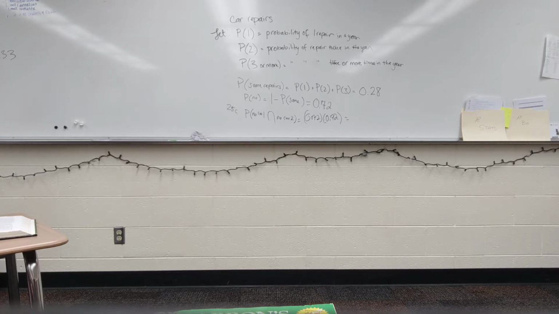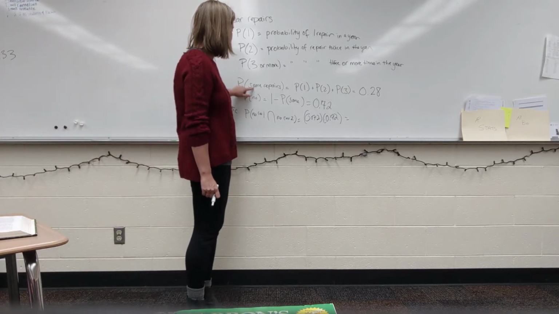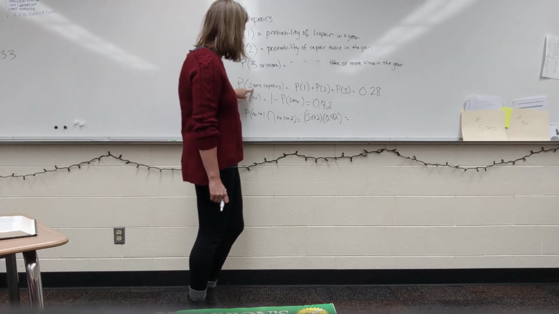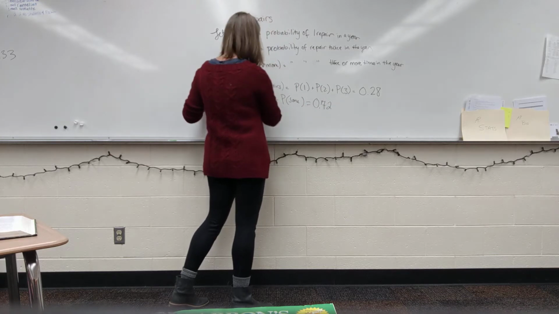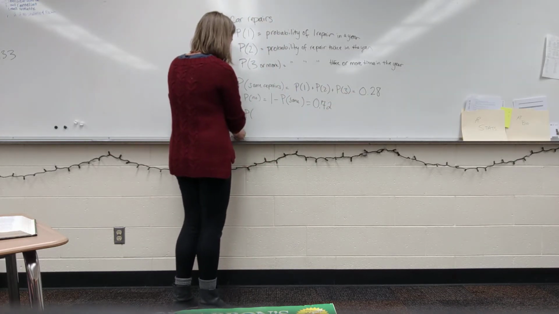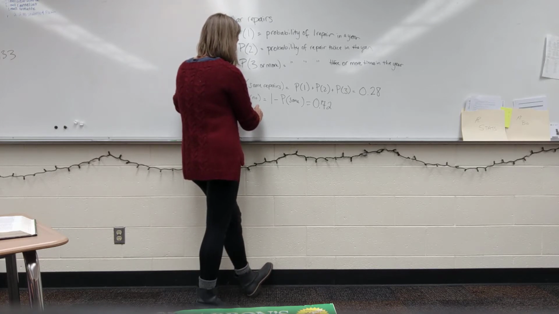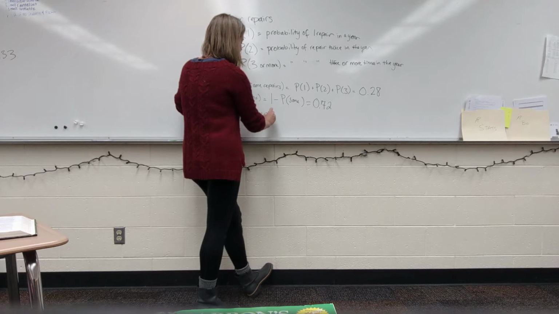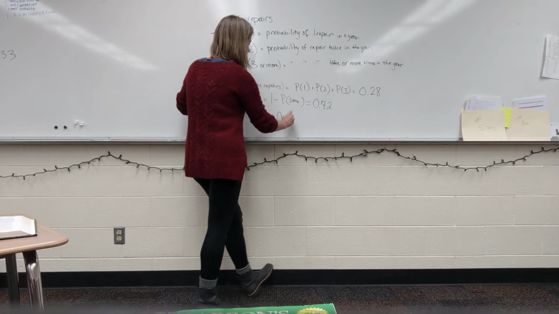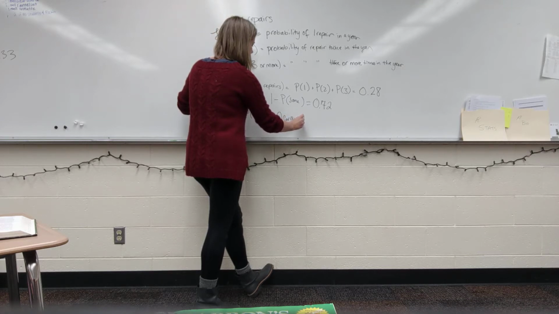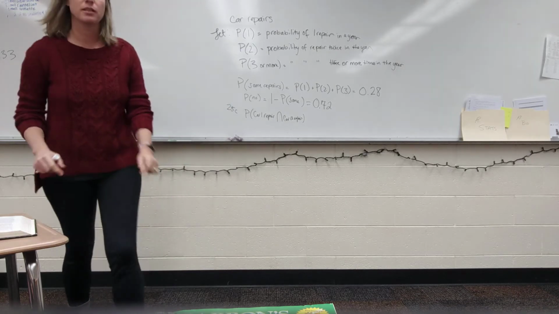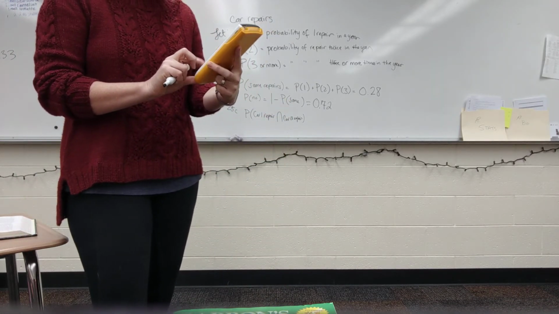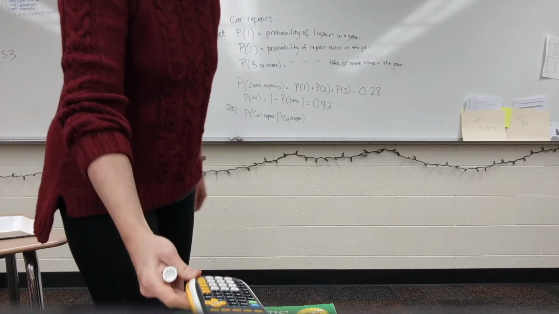B, both will need repair. Well, we know the probability of some repair. So if they both need repairs, that means that we take the probability that car 1 needs repair and car 2 needs repair. Whenever we say 1 and 2, we're going to multiply those. So take 0.28 times 0.28 and check your answer in the back of the book. Let me check it too. Seems like that's going to be a pretty small number. Yes, I got 0.0784, and you should too.